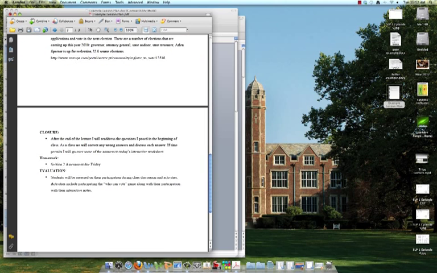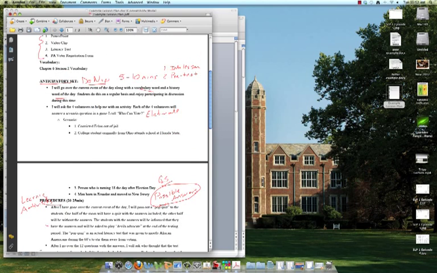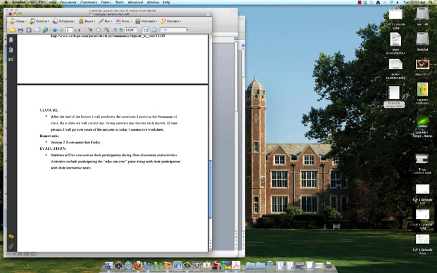Finally, she has her closure. And she says, after the end of the lecture, I will readdress the questions I posed at the beginning of class. I'm assuming what she meant by that are these scenarios, but she doesn't make that really clear, and I don't know what readdress means in her mind because she doesn't give me an example. She goes on to say, as a class, we will correct any wrong answers and discuss each answer. If time permits, I will go over some of the answers to today's interactive worksheet. Again, I have no idea what that is.